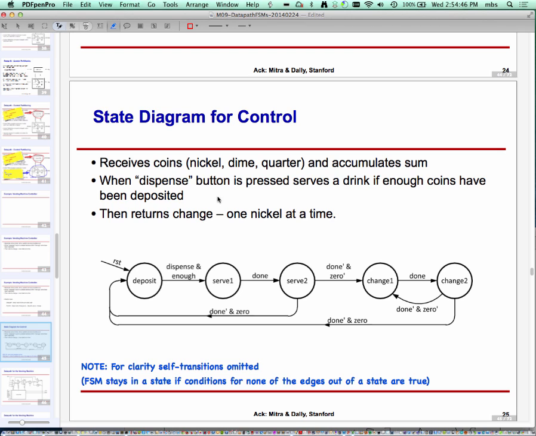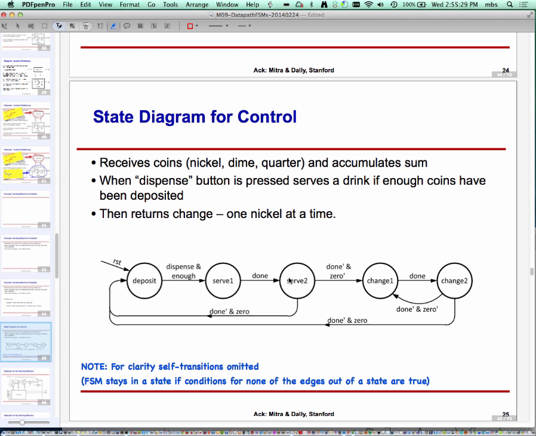So when we start out, after a reset, we are in this mode called deposit mode. And in the deposit mode, the user can keep depositing the coins, and we'll stay put there. In the deposit mode, if the user presses the dispense button and there is enough money, then I'm going to go into the serve mode. In the serve mode, I'm going to serve the drink, and then I'm going to go into a serve-two mode. And in the serve-two mode, there are 2 possibilities.